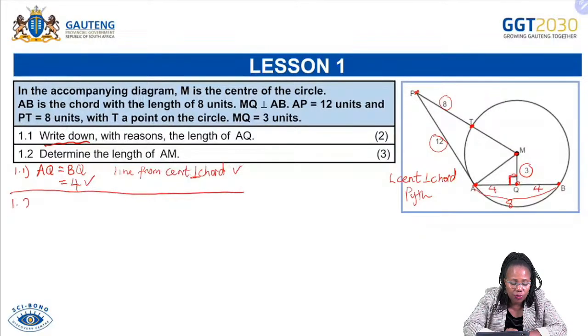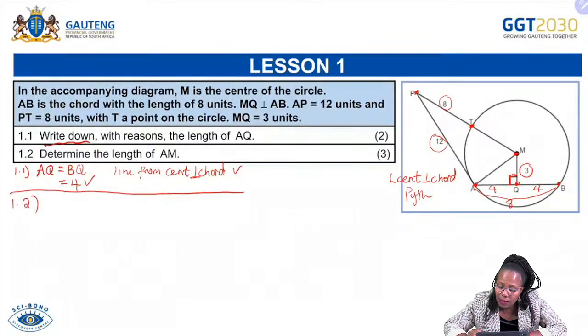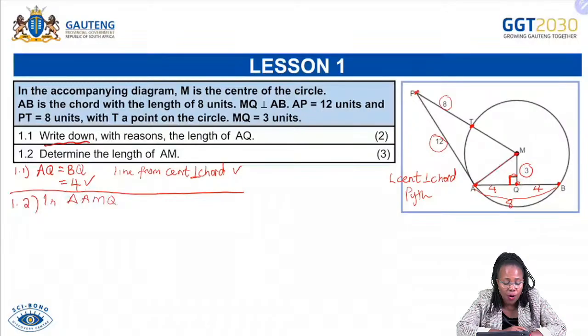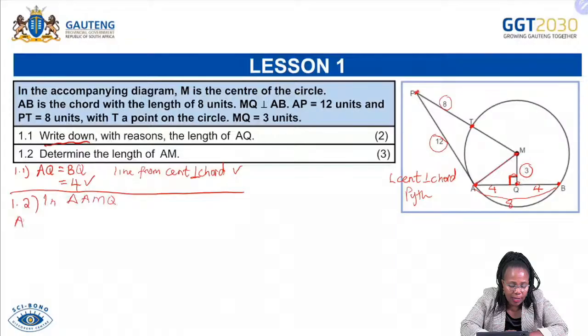And then with 1.2, determine the length of AM now. We want the length of AM, this side. And this side is in triangle AMQ. So in this triangle AMQ, AM is the hypotenuse side. That means we can apply Pythagoras because we have the values of the other 2 sides. What is the hypotenuse side? AM squared is equal to the sum of the other 2 sides squared, AQ squared plus MQ squared.